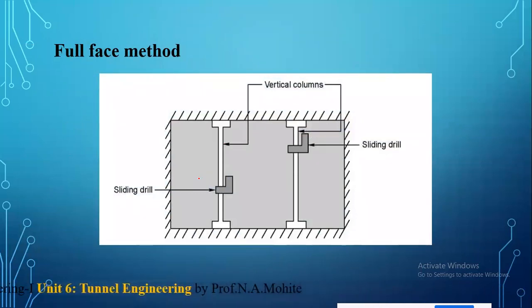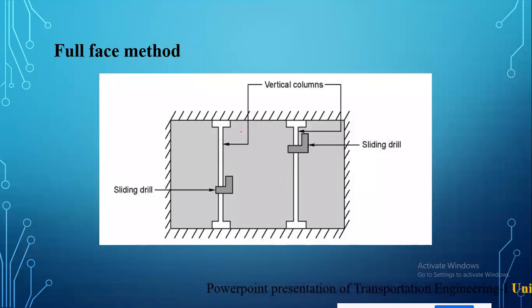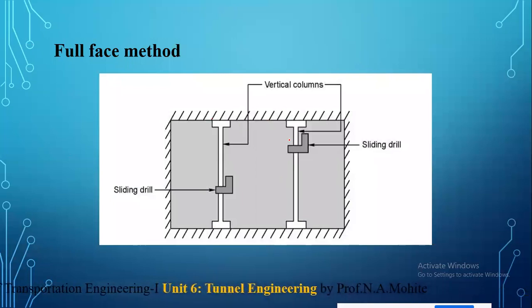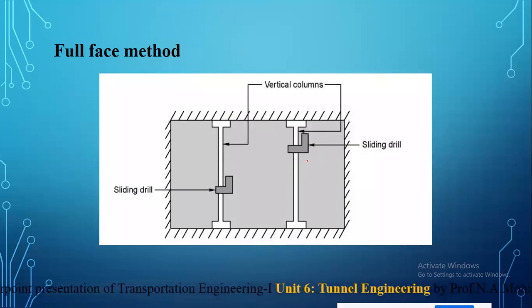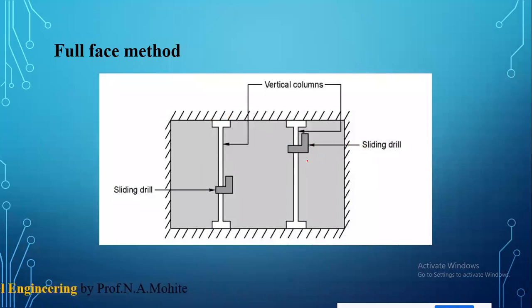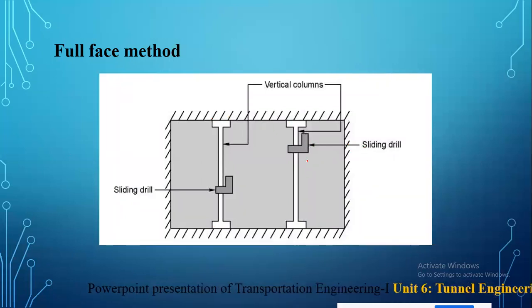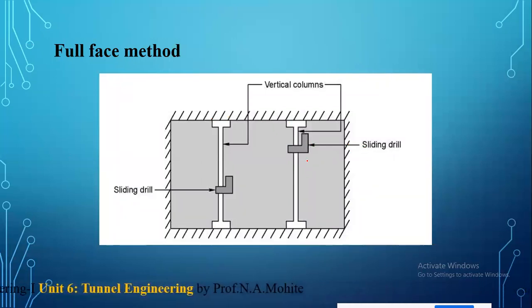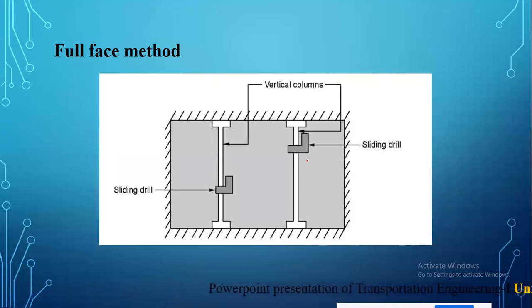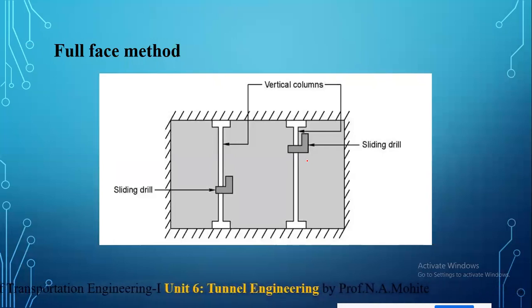In this method, vertical columns are fixed to the face of the tunnel, and a large number of drills may be mounted on them. The sliding drills are mounted here, fixed at a suitable height as shown in the figure. A series of holes are drilled at about 120 centimeters center to center, in the desired rows, preferably two rows. Then the holes are filled with explosives and exploded, and the muck is removed.